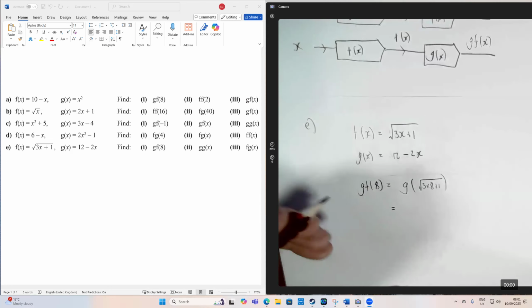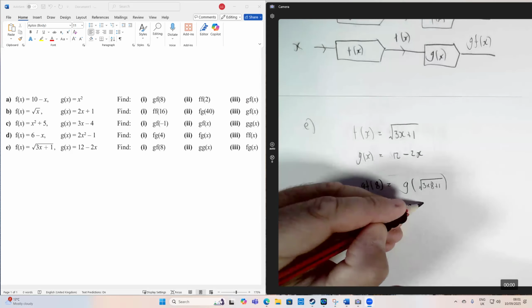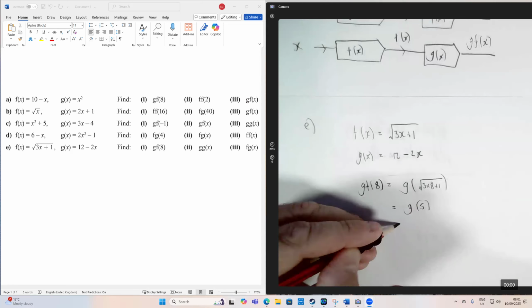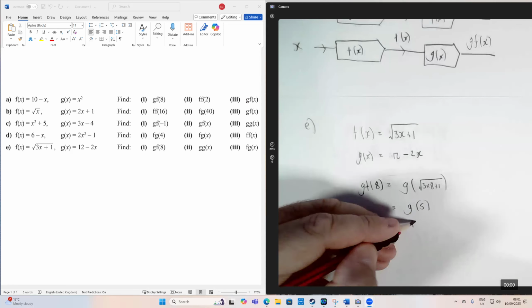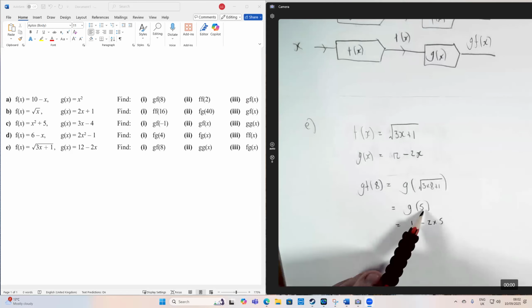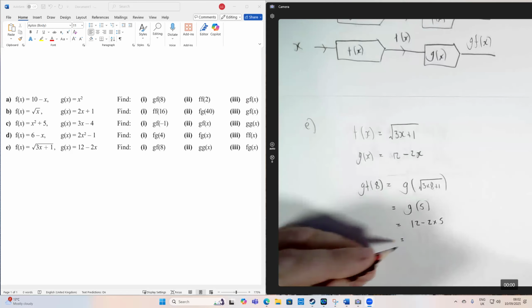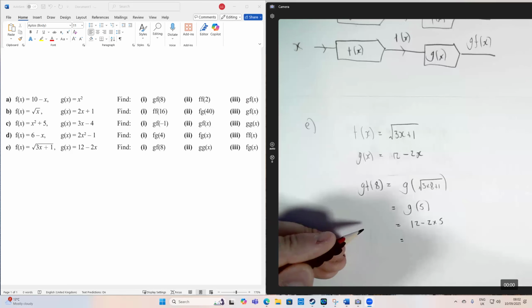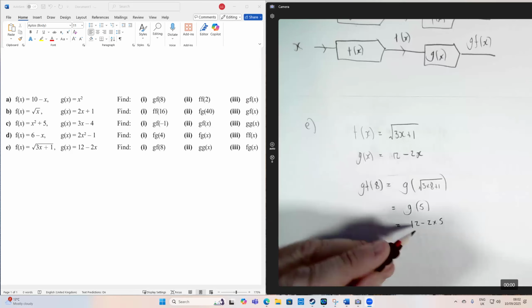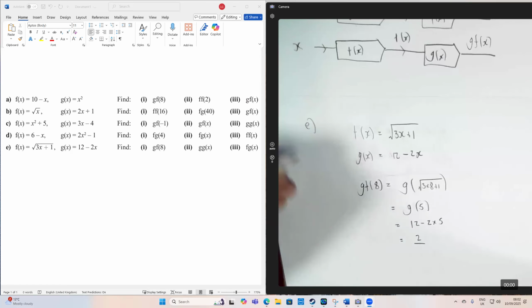Well, 3 times 8 is 24. 24 add 1 is 25. And the square root of 25 is 5. So we've got to work out g of 5. So now we're going to work out 12 minus 2 times 5. So that's now the answer that came out going into the g of x. So we've now got to work out 12 minus 2 times 5, and that is going to give us 12 take away 10, so our answer is 2. Okay, so that is our first one done there. That is our e part 1. G of f of 8 is 2.